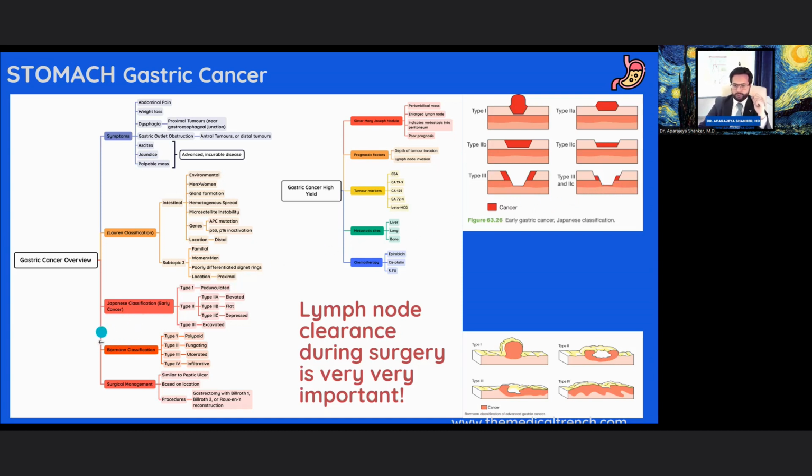The Borrmann classification is a bit simpler as well. This happens in advanced gastric cancer. Usually at this stage, you would probably have some kind of lymph node involvement as well, right? Now, you have type 1, which is polypoid. Type 2, fungating, it's spreading like a fungus, right? Type 3 is when it's ulcerated. So when you have an ulcer, you should do a biopsy if you think that this could be a gastric cancer, and gastric cancer usually occurs in the elderly. And you have type 4, which is infiltrative.